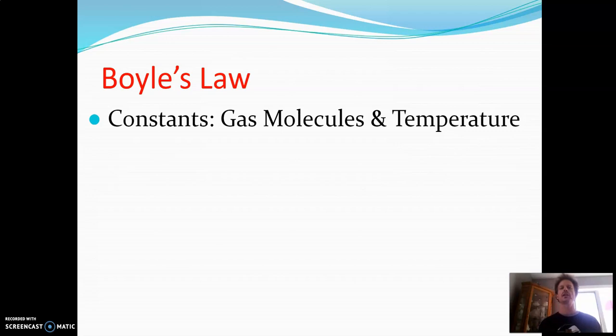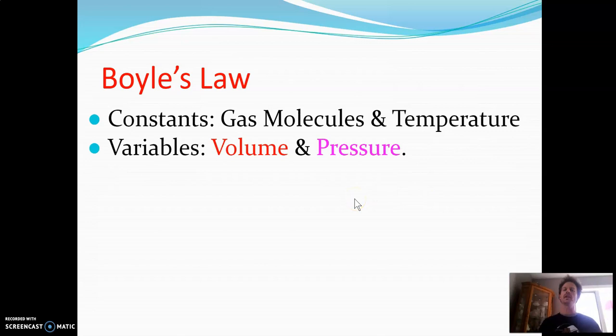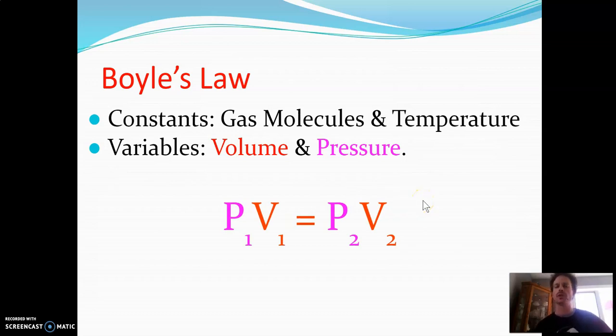What we're keeping right here is the gas molecules, so really the moles, and we're going to keep the temperature constant. So temperature has got to stay the same, and the number of moles of gas cannot change. Think about a balloon in a room. The room's not going to change temperature, and if you tie off that balloon, the molecules aren't going to change. So what we're going to be looking at is the difference between volume and pressure. If you go back and rewatch the video of the pop can experiment, that's what was going on there a little bit.